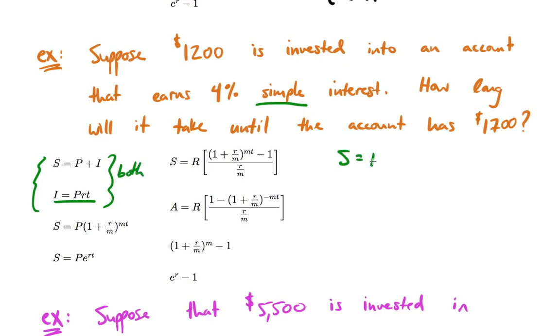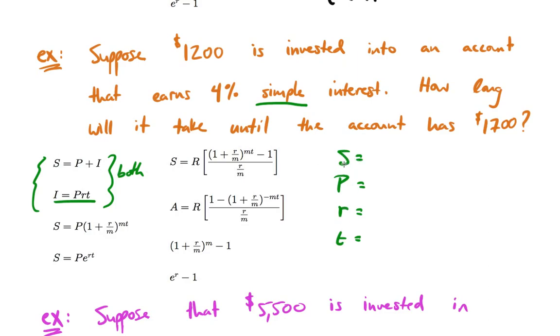So our unknowns are S, the future value, P, the principal amount, and then capital I, but capital I is equal to P times little r times little t. So here are the four variables. P plus P times RT if we substitute in for I. So here are our four variables.